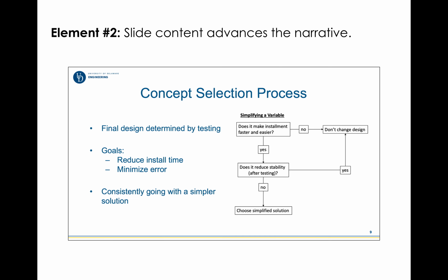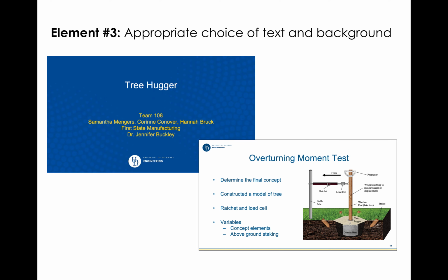Okay, so here's a great example of a slide that advances the narrative. They have a rather complicated concept selection process, so they really made that clear with a flow chart. The text that goes along with that flow chart is very simple, and it allows the reader to grasp it right away. Appropriate choice of text and background.